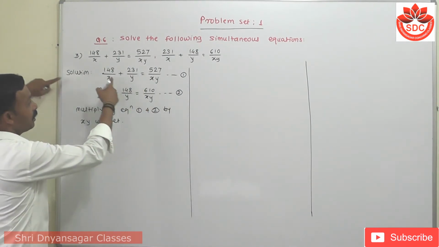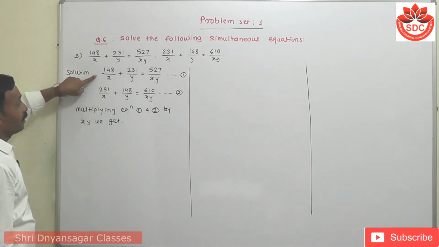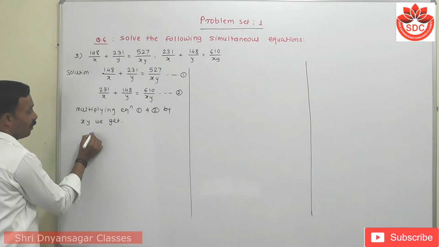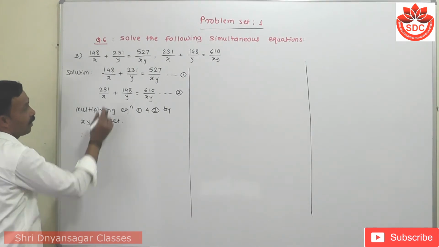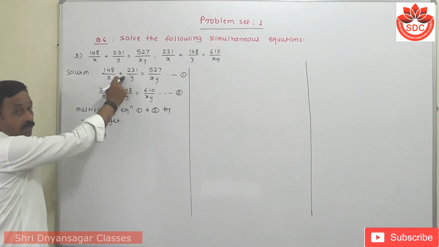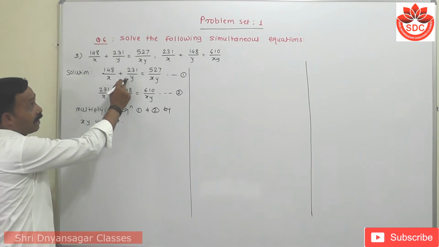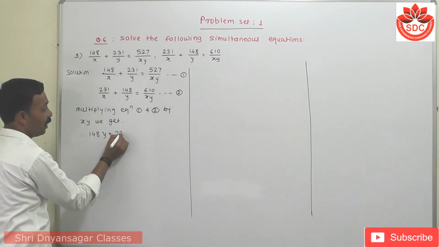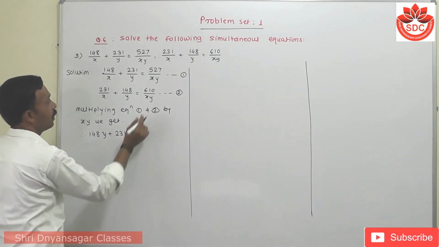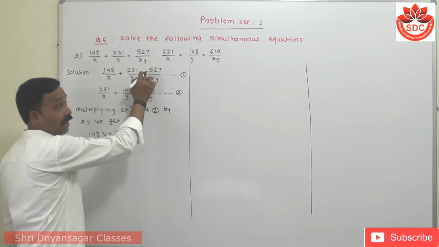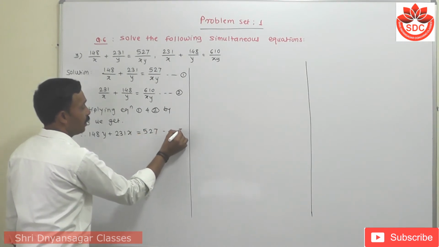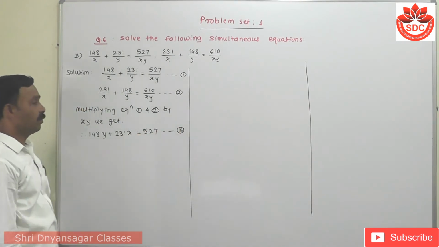When we multiply this equation by xy, then this x gets cancelled. It means that the first equation reduces to 148y. Here, multiplying by xy, y gets cancelled. It means that here we have 231x, plus here is xy and xy get cancelled, which means 527. Suppose this is equation number 3.